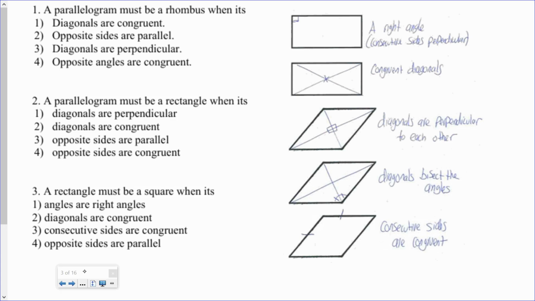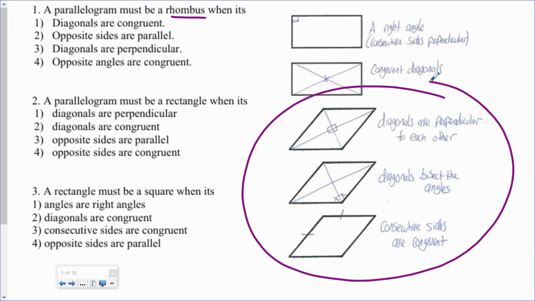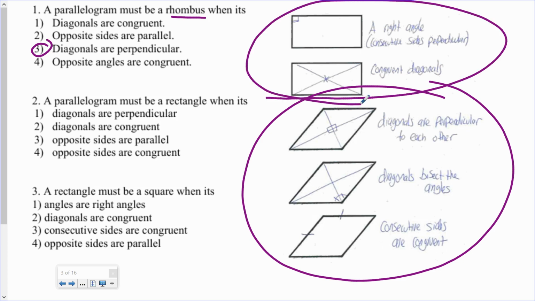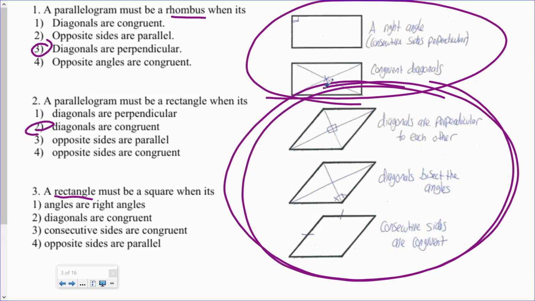A parallelogram must be a rhombus when? Well, one of the three rhombus properties. I'm looking for one of those three. Boom, diagonals perpendicular. A parallelogram must be a rectangle when? Well, I'm looking for one of the rectangle properties. It must be one of those two. Diagonals are congruent. A rectangle must be a square when? If it's already a rectangle, it needs to be a rhombus, so it needs one of the rhombus properties. Consecutive sides are congruent.